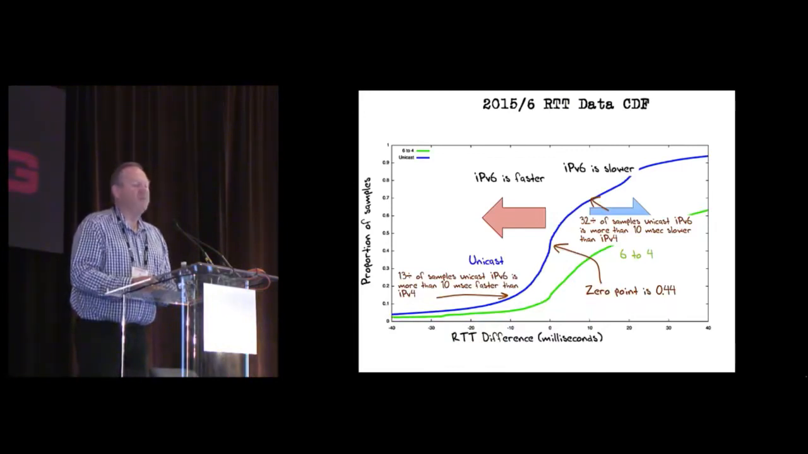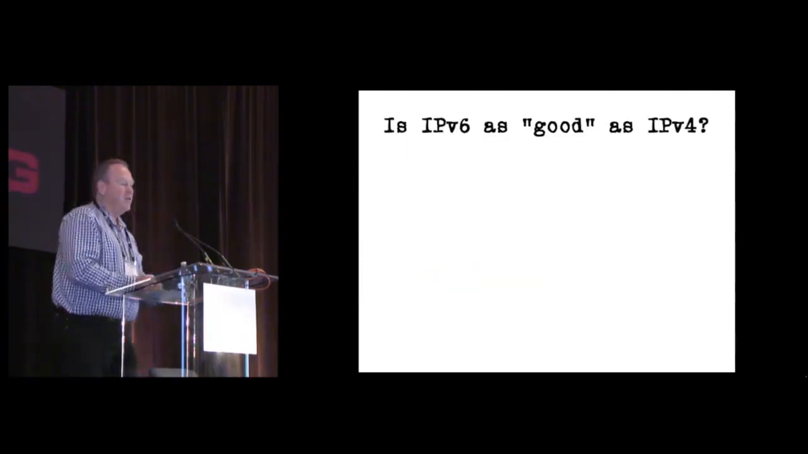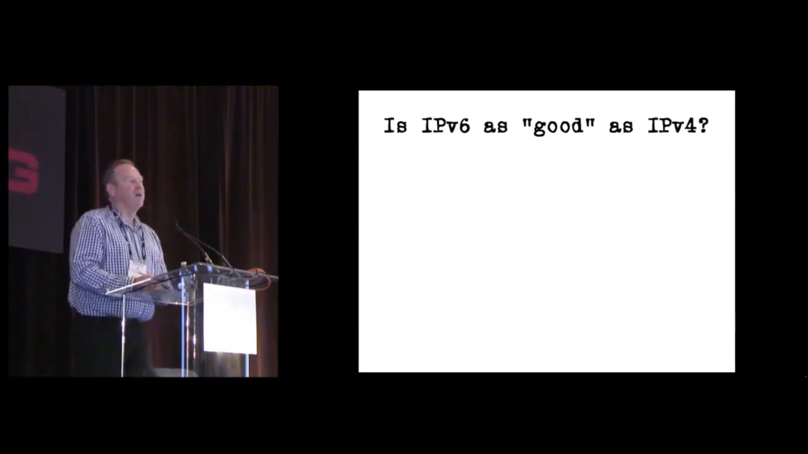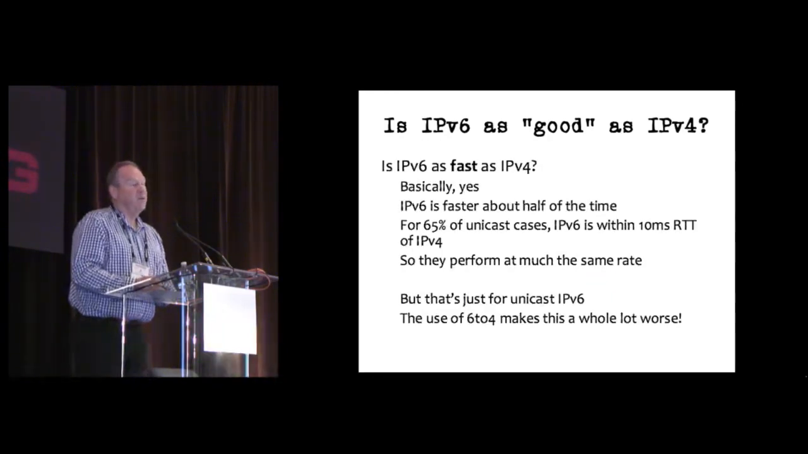44% of the time V6 is either the same or faster, 56% of the time it's that shade slower. But that's not bad, that's actually pretty good. So we can start to actually get now to the question that I asked right at the front, to give you some time for questions. Is V6 really as good as V4? Well, if your parameter is fast, is it as quick? Then frankly, yes, it's as good. Half the time it's faster, half the time it's not. 65% of the time it's within 10 milliseconds on these measurements. That's good. So it performs at about much the same rate.